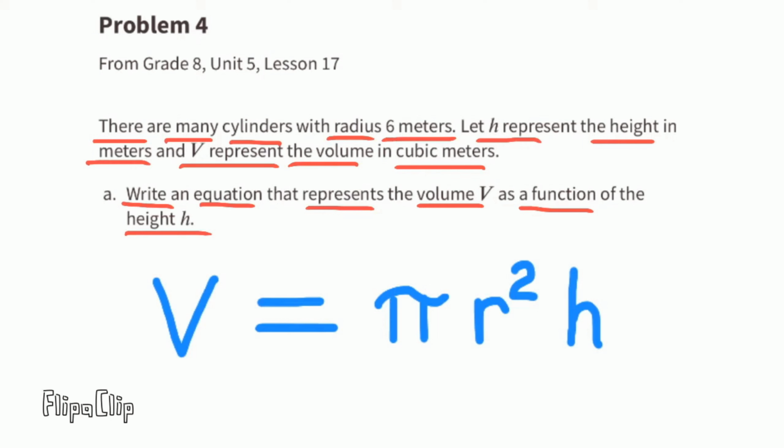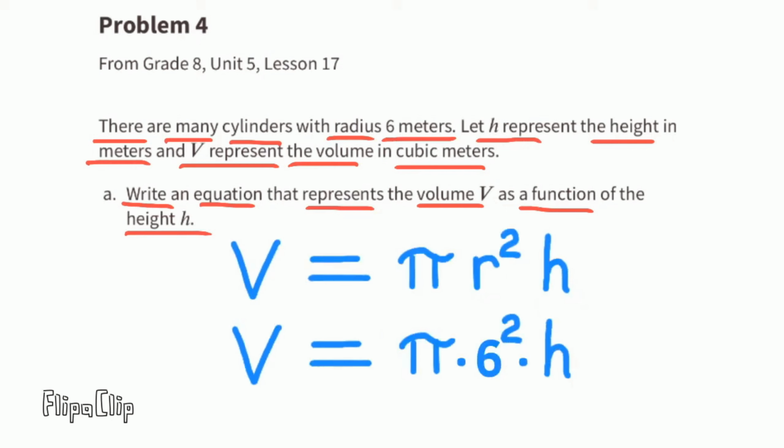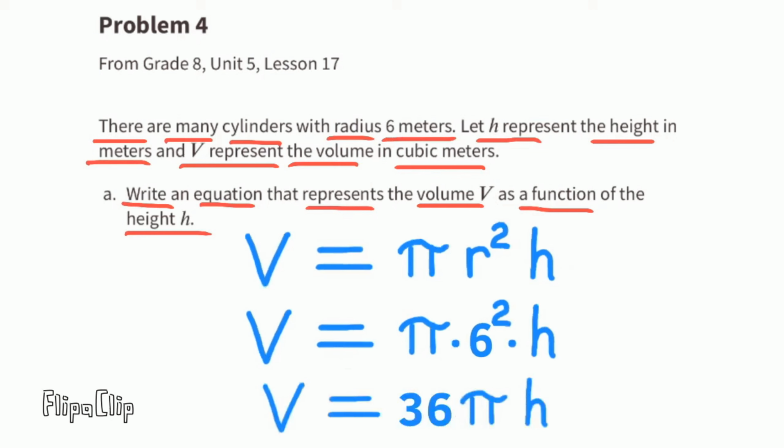The volume of the cylinder depends on the height of the cylinder times pi times the radius of the cylinder squared. For this problem, the radius is 6 meters, so we can substitute the r with a 6. And 6 squared is 6 times 6, or 36. So the equation becomes V equals 36 times pi times the height.